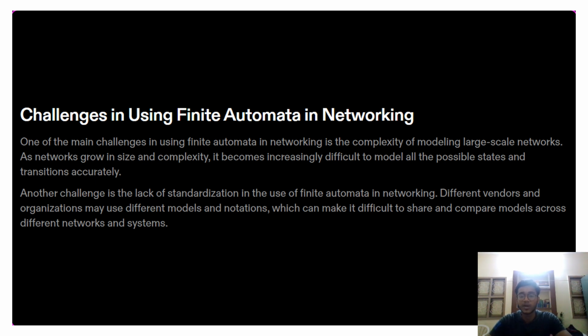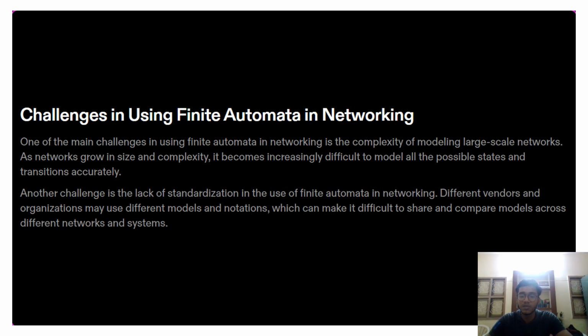Challenges in using finite automata in networking. Using finite automata in networking comes with several challenges. One of the primary challenges is the complexity of network protocols. Network protocols are becoming more complex, and designing finite automata to model them is becoming increasingly difficult.